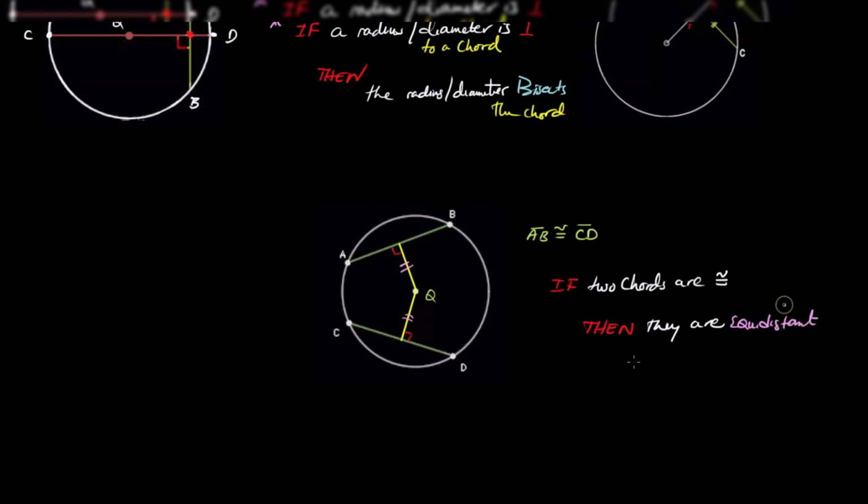Equidistant from the center of the circle, right? Equidistant from the center. So if two chords are congruent, then they are equidistant from the center. And that's very intuitive, and let's see if you can try to prove that.